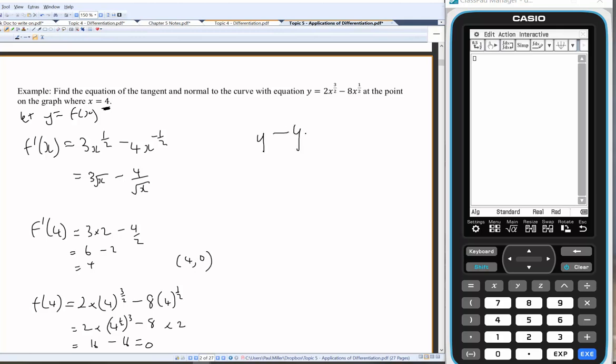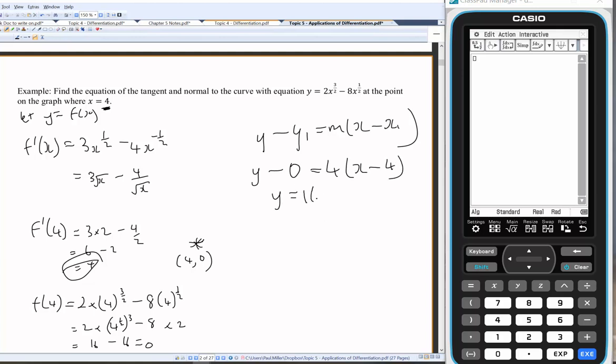All right, so now let's use this formula here: y take y1 equals m, x take x1. And we're going to slam in what we know, which is this coordinate here and this gradient here. y take 0 is equal to 4, x take 4. y is equal to 16x. No. y is equal to 4x take 16.